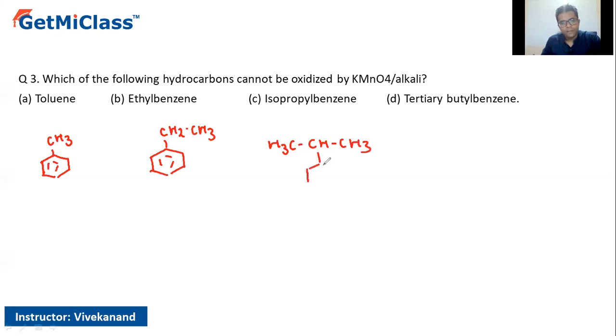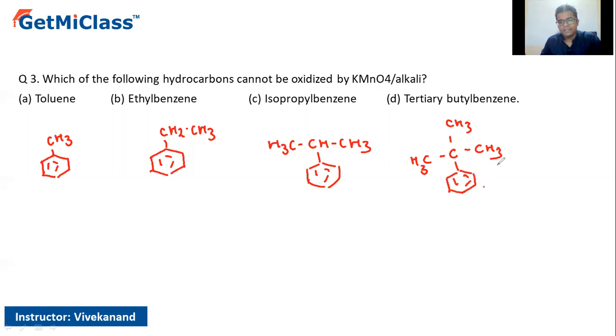Isopropyl benzene. Okay, and the last one what we have is a tertiary butyl benzene. So let's take over here a tertiary system.